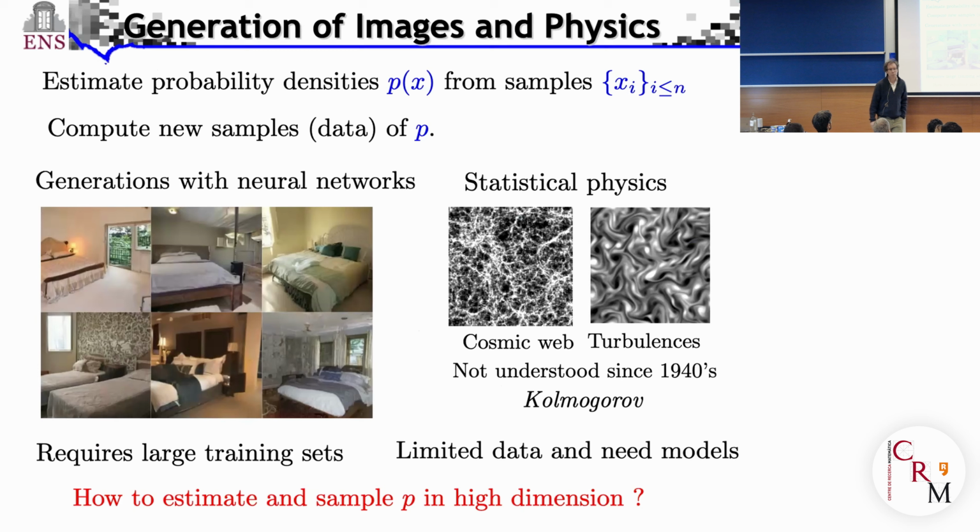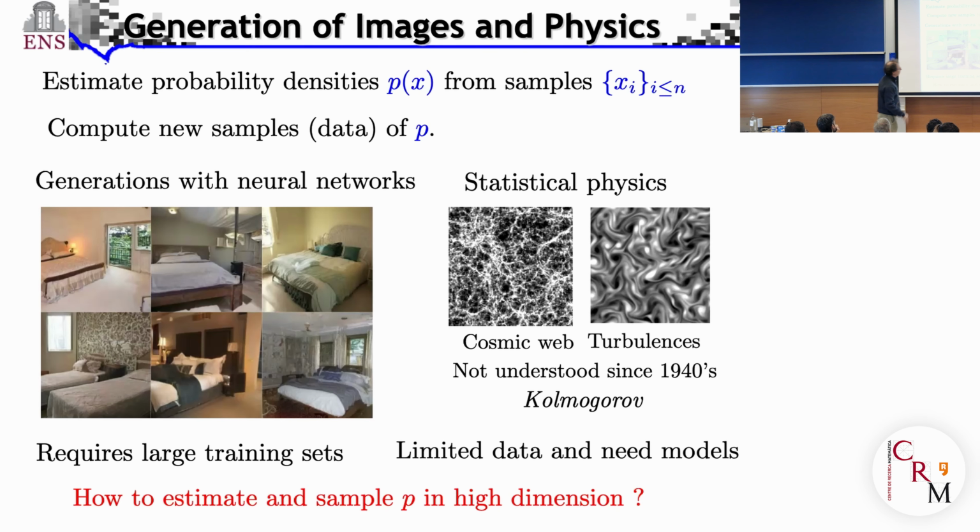So the problem, as before, is being able to model probability distribution of very high dimensional data. In the example I'll be taking, these data are images. And we've all been very impressed by the ability of these systems to model very structured and complex images, such as bedrooms here. And in terms of applications, the applications in physics are absolutely huge, in particular in statistical physics.